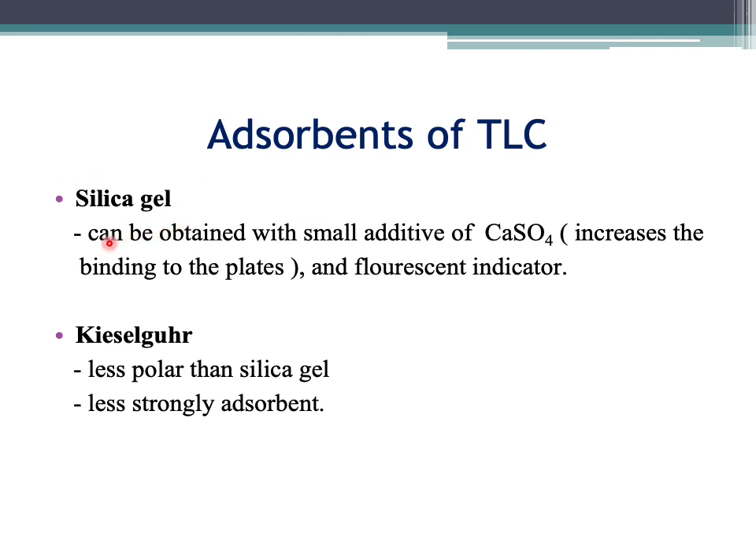So, silica gel can be obtained with a small additive of calcium sulfate, because it can increase the binding to the plates, and fluorescent indicator. Okay, so we use silica gel with calcium sulfate and fluorescent indicator. Second, kieselguhr. Less polar than silica gel, less strongly adsorbent. Okay, kadang-kadang orang guna kieselguhr instead of silica gel.